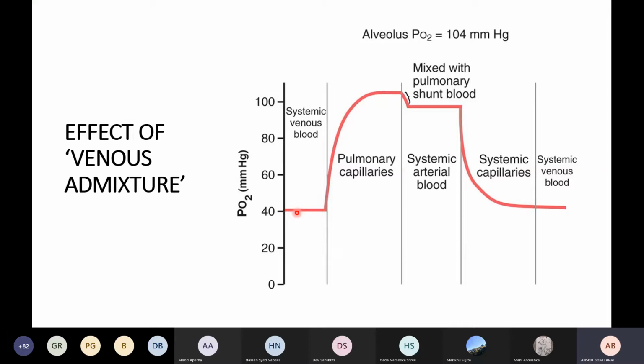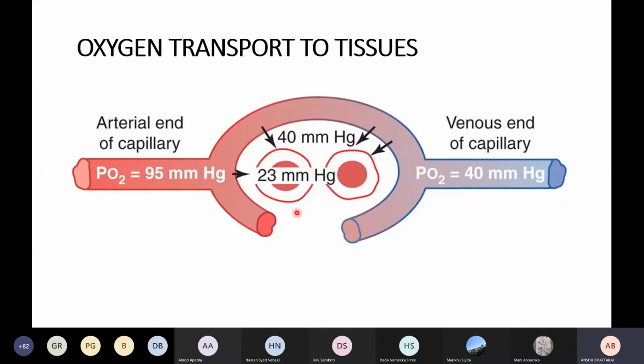Okay, I hope this is clear. Now talking about oxygen transport to tissues. Up to now we have talked about the lungs, right? How this oxygen transports from the alveolus to the pulmonary capillaries.